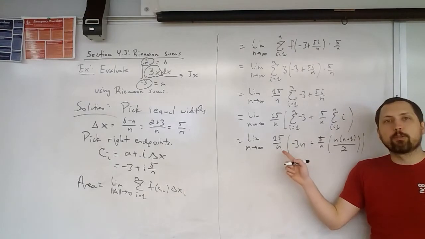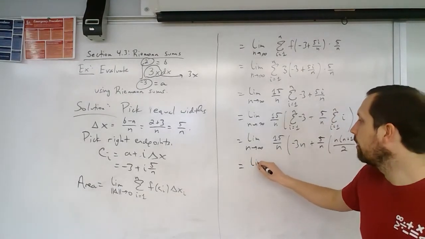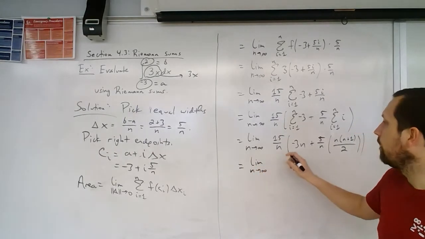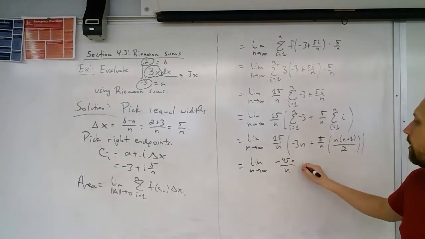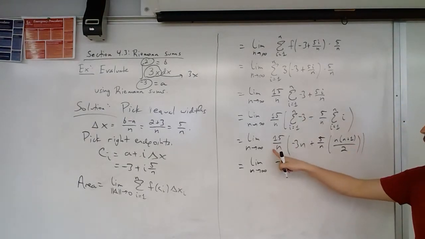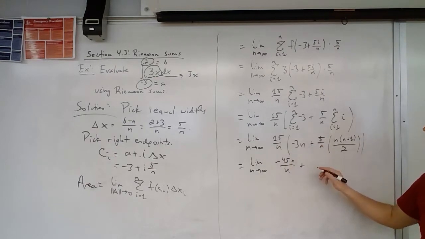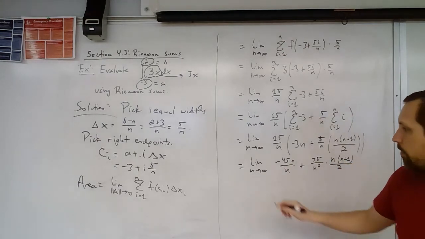Then I can multiply this 15 over n inside. So I have the limit as n tends to infinity. I have negative 45n over n plus here. So now if I have 15 over n times this 5 over n, I'm going to have a 75 over n squared times n plus 1 divided by 2.